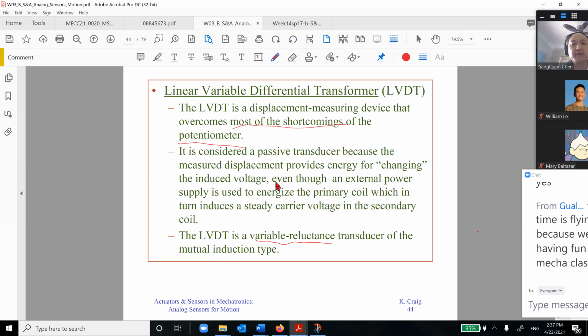Sometimes, of course, you need an external power supply to energize the primary coil, which in turn produces a steady carrier voltage in the secondary coil. So in general, the RVDT is a variable reluctance transducer of the mutual inductance type.